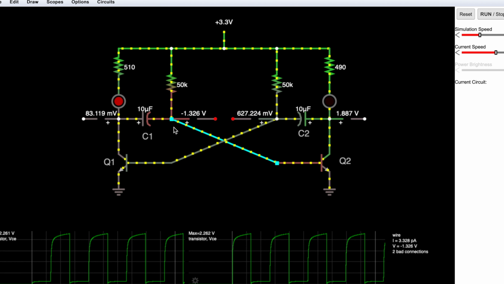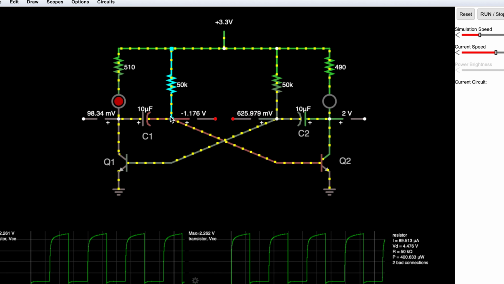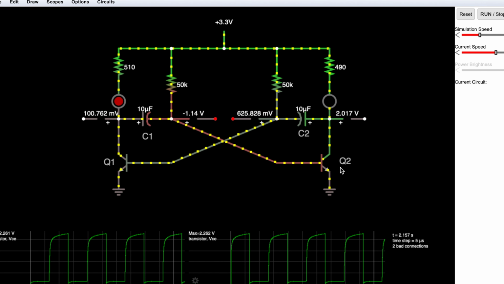So now C1 will get charged via the R2 resistor, the 50K resistor, and when the right hand side of C1 charges up to 0.6 volts, Q2 will now switch on, Q1 will switch off, and the right LED will switch on and the left LED will switch off. So this is what gives us our blinking effect of LEDs. Hope this helped you understand the circuit. Now we can go back to our presentation.